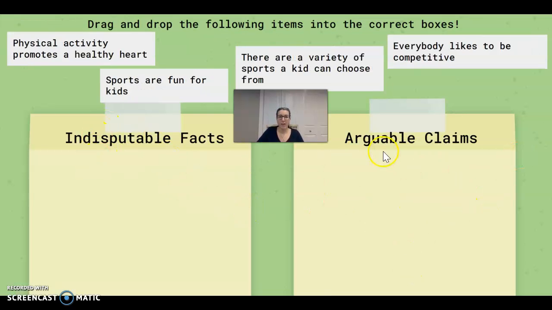Now, indisputable facts versus arguable claims. Remember, not disputable. They cannot be argued, they're just facts. Arguable claims, they can be argued. They're opinion-based. So when you're reading these, you need to decide whether or not they are opinion-based or facts.